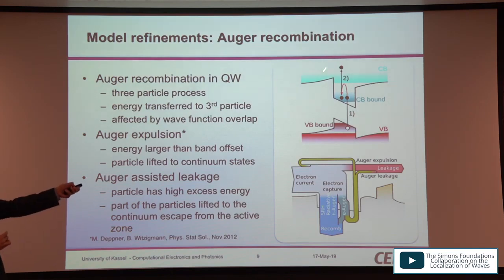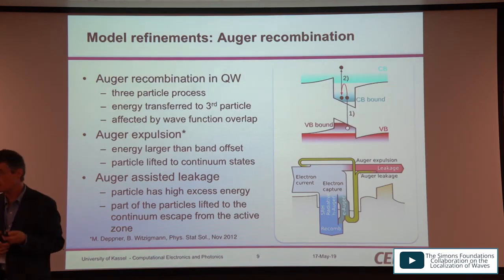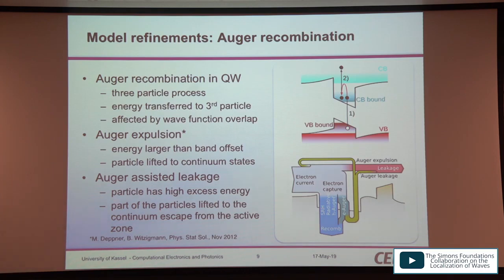So we added this rate to our code, and we said a certain percentage of the Auger electrons and holes do not contribute to the quantum well physics anymore. We called that Auger expulsion.